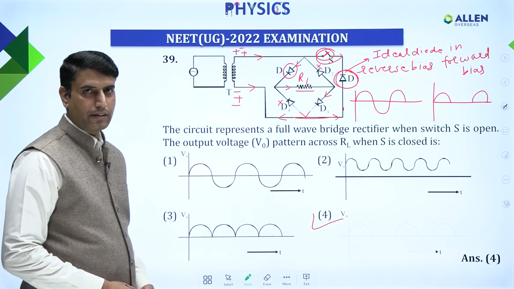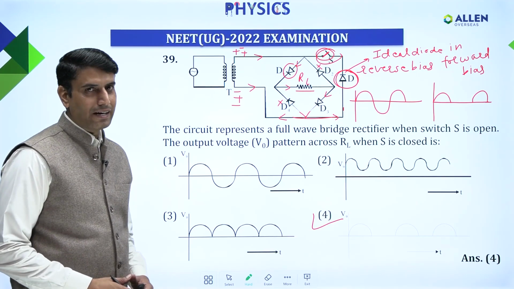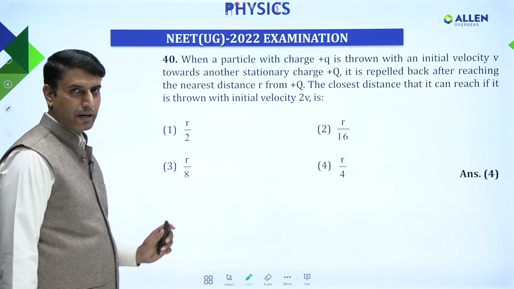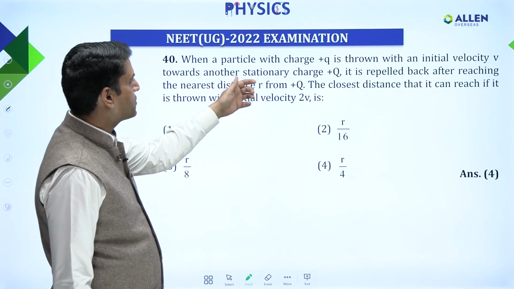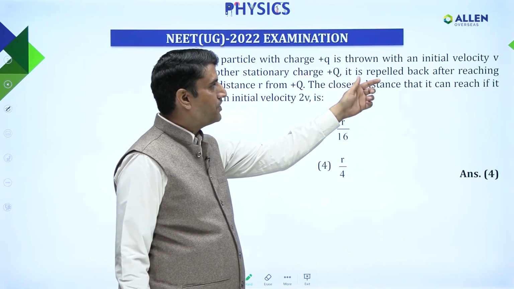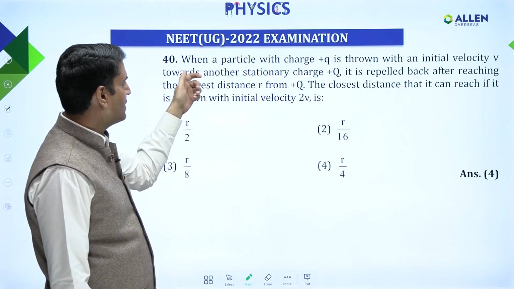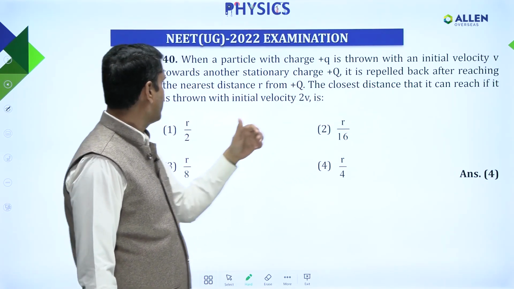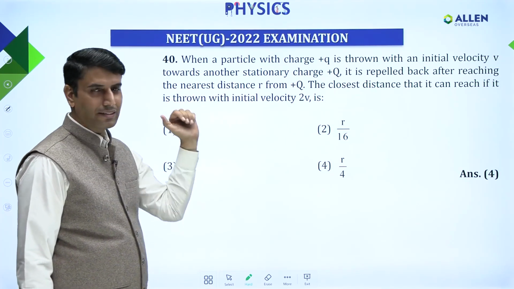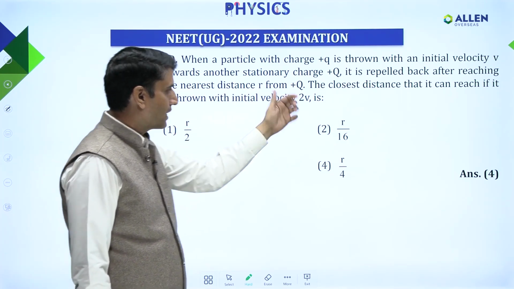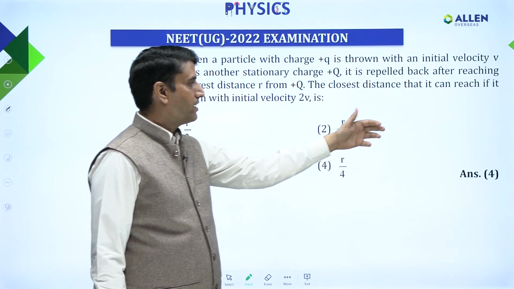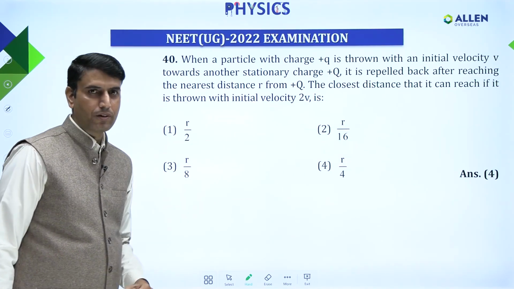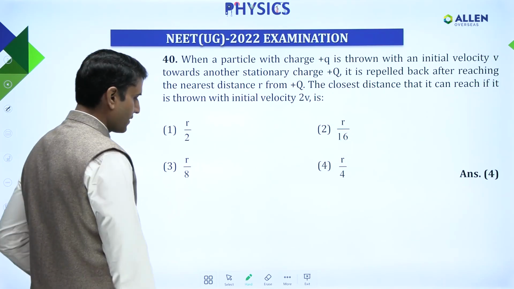I hope you got it. Now let us take our next question, question number 40. When a particle with charge plus q is thrown with an initial velocity v towards another stationary charge plus q, it is repelled back after reaching the nearest distance r from plus q. Find the closest distance that it can reach if it is thrown with initial velocity 2v. Let us see how to solve it.